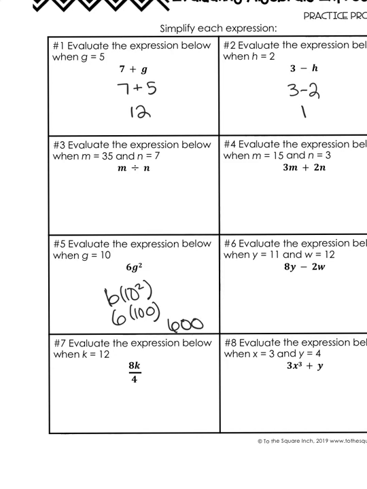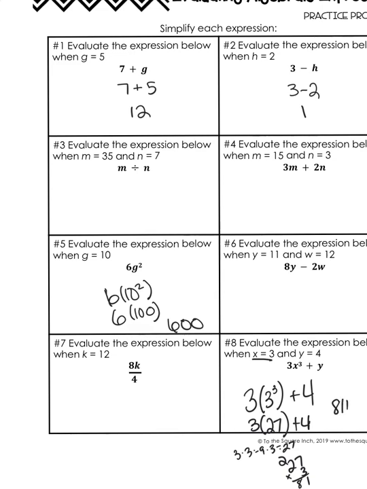Okay, so remember that if you see any exponents. Here we have x to the third. So that would be 3 times, and they said x equals 3, 3 to the third. So you would do 3 times 3 times 3. Plus, they said y equals 4. So I have 3 times, okay, 3 times 3 equals 9, times 3 equals 27. So it would be 3 times 27 plus 4. So then I have 27 times 3, which is 81. So I have 81 plus 4, and that is 85.